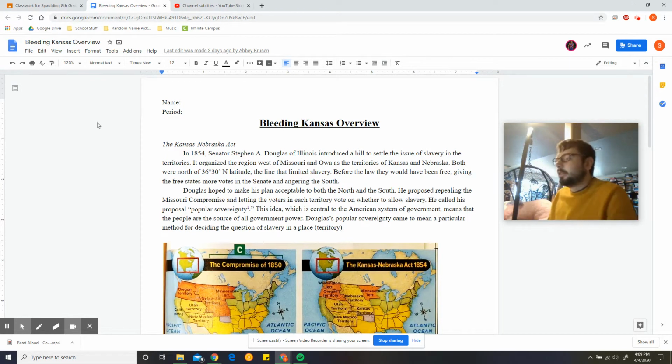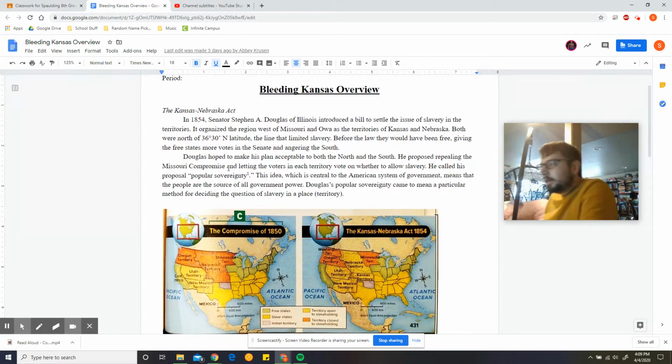All right, so Bleeding Kansas overview. We're going to learn why they call it Bleeding Kansas and why it happened after the Kansas-Nebraska Act, okay? So, starting with the Kansas-Nebraska Act. In 1854, Senator Stephen A. Douglas of Illinois introduced a bill to settle the issue of slavery in the territories. It organized the region west of Missouri and Iowa as the territories of Kansas and Nebraska.